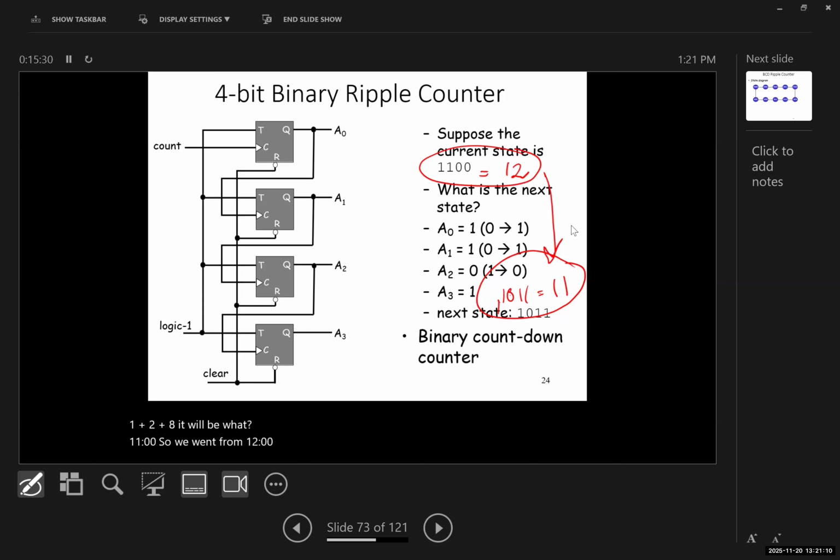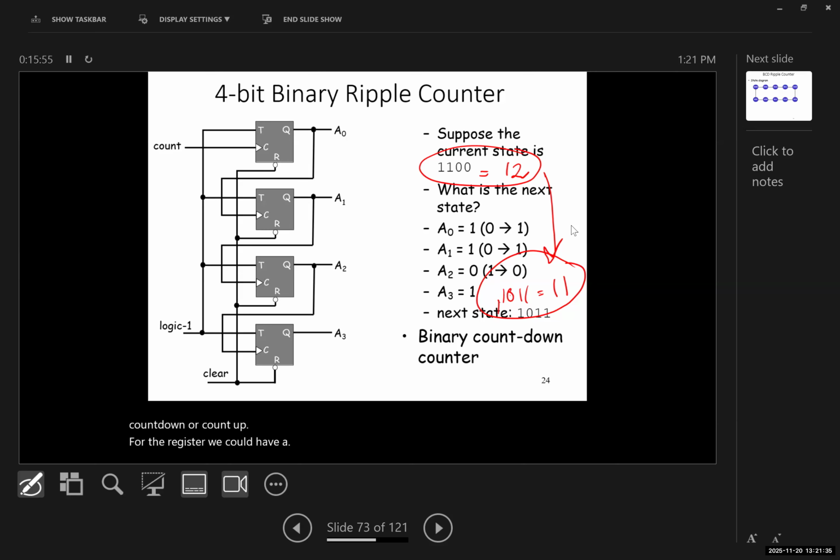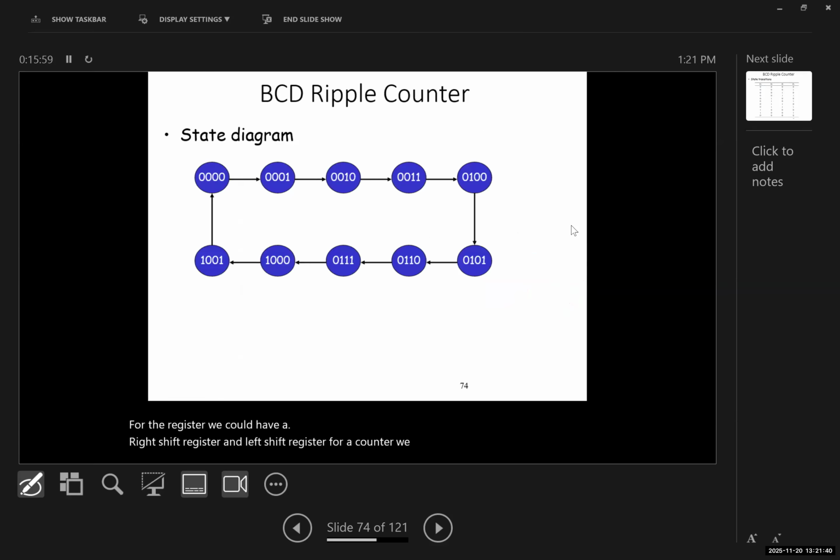Is this a countdown counter or a count up? Countdown. So this is a countdown. So the next state would be 1011, which is 11. So it's counting down: 12, 11, 10, 9, and so on. So a binary ripple counter or any ripple counter could be count down or count up. For a register, we could have a right shift register and left shift register. For a counter, we can have a count up and a count down counter.